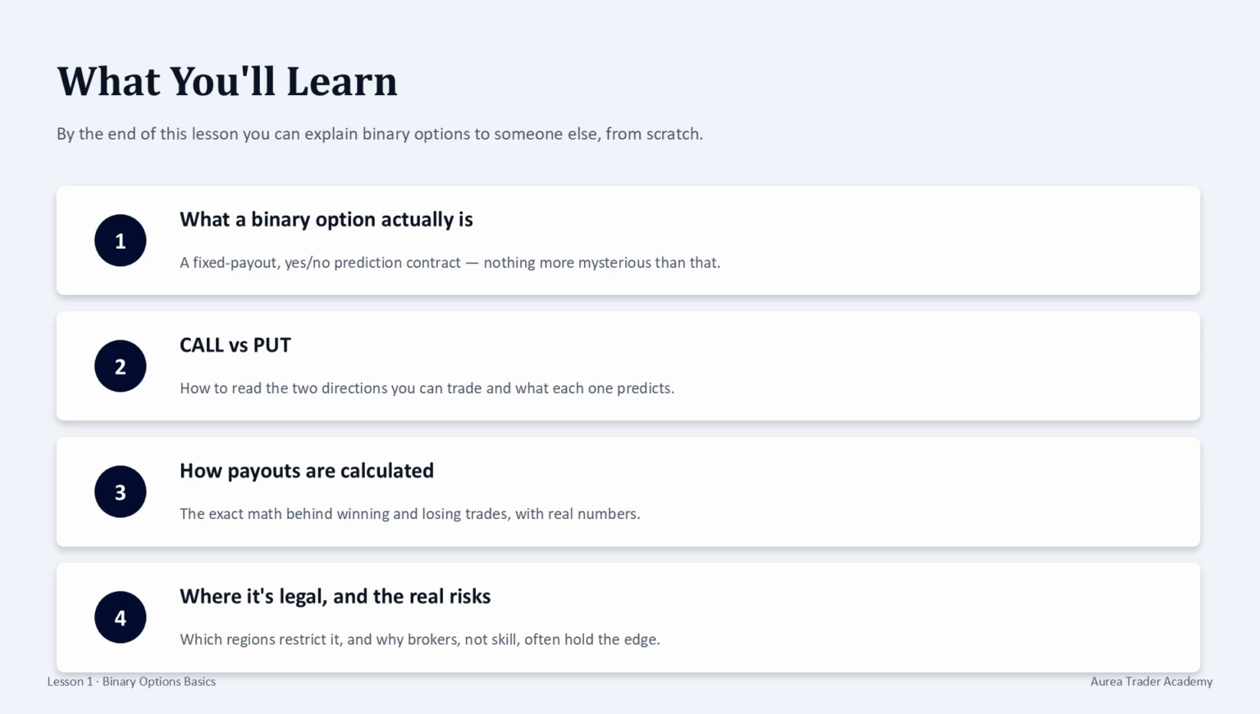By the end of this lesson, you'll be able to explain binary options to someone else, from scratch. We're covering 4 things: what a binary option actually is, the difference between a call and a put, exactly how payouts get calculated with real numbers and where this is even legal, plus the real risks nobody puts in the ad.